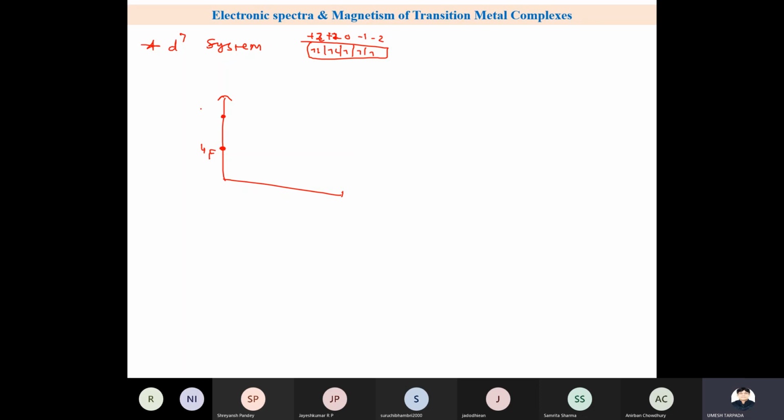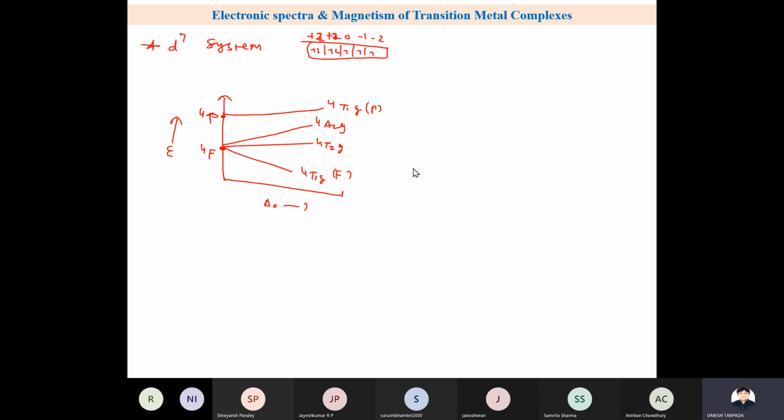तो इसमें कैसे ट्रांजिशंस मिलेंगे? You have these 2 terms, P term and quartet F. So the quartet F term is split into, first, quartet T1G, okay, second quartet T2G, then quartet A2G, and quartet T1G P.